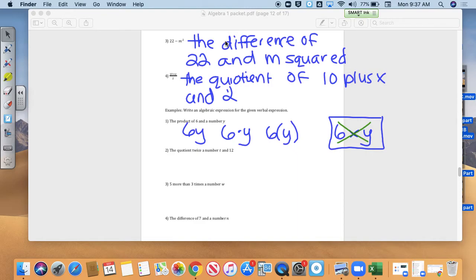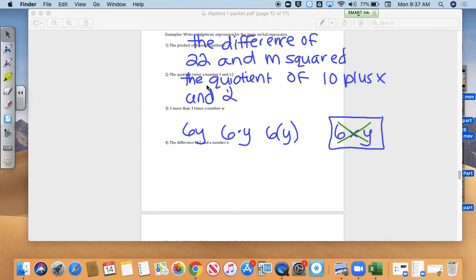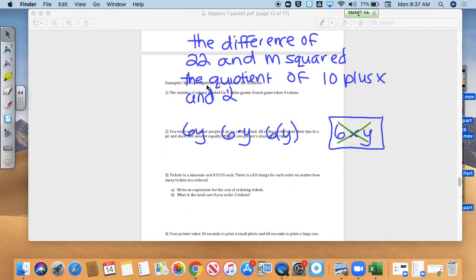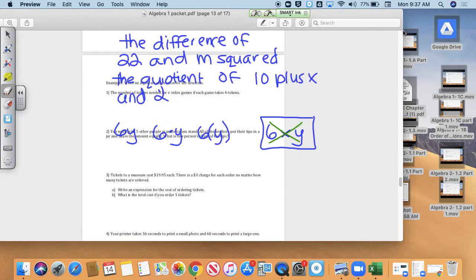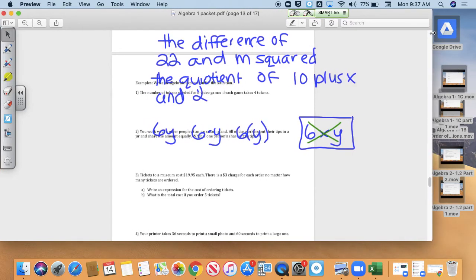And then if you flip over to the next page here, if I scroll down, you can still see all of my stuff here. There are some examples here that you're going to be writing the algebraic expressions for certain word problems. Let me erase this so we can see.